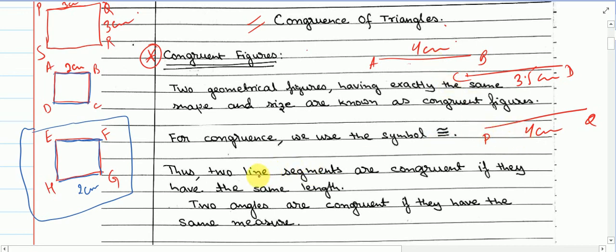So this is what it's trying to say. Two line segments are congruent if they have same length. So here AB and PQ have same length, so they are congruent.